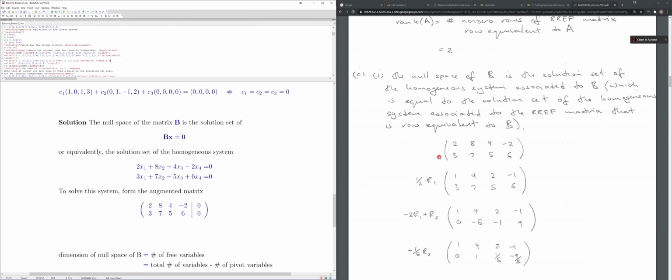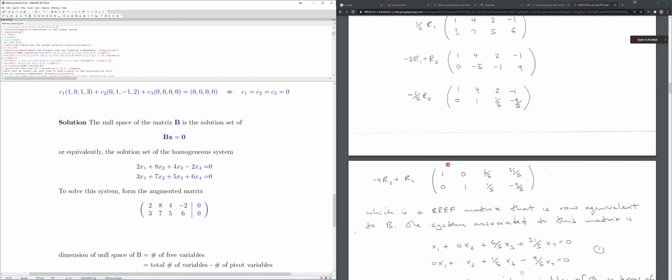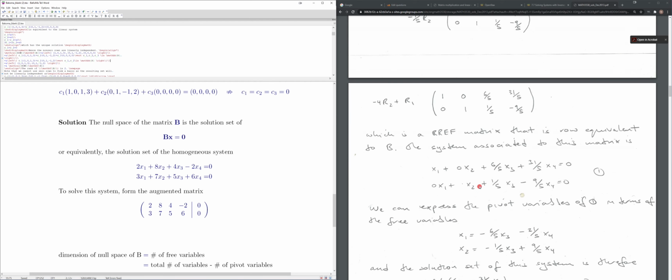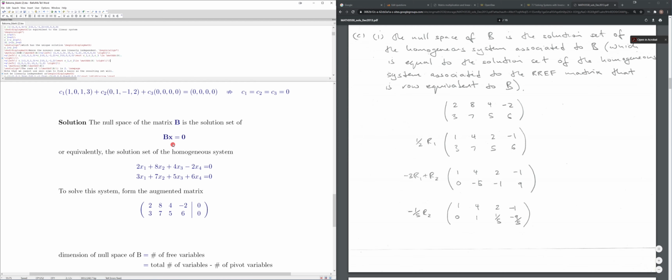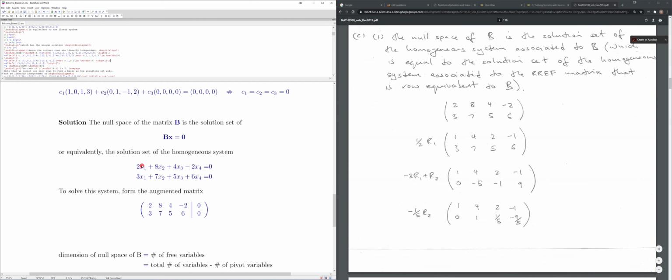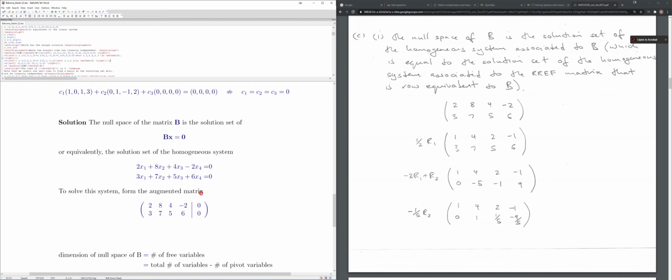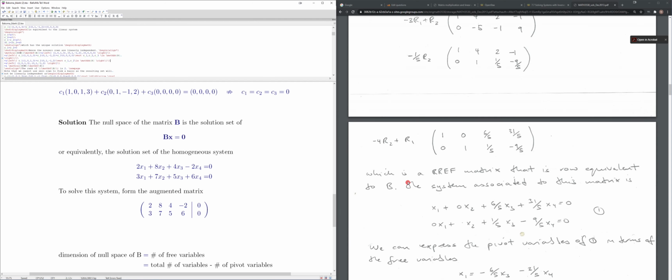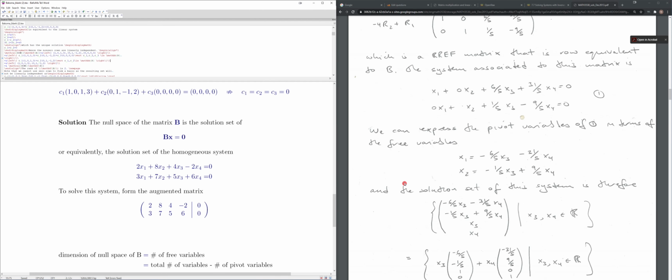Okay, so what was the null space? The null space was the solution set of the associated homogeneous system, right? So the null space is the solution set of this homogeneous system over here. When we found the solution of this homogeneous system by using Gauss-Jordan and figuring out what the free variables were, we wrote the solution set in terms of the free variables.